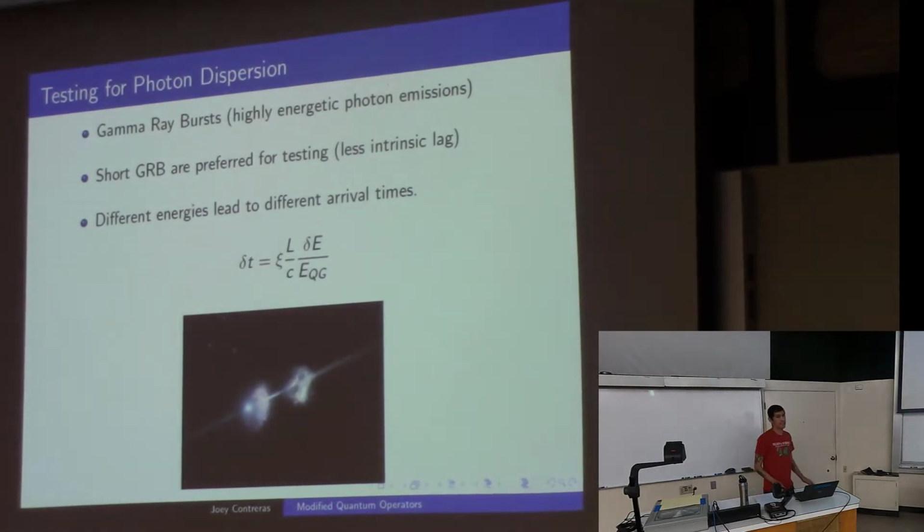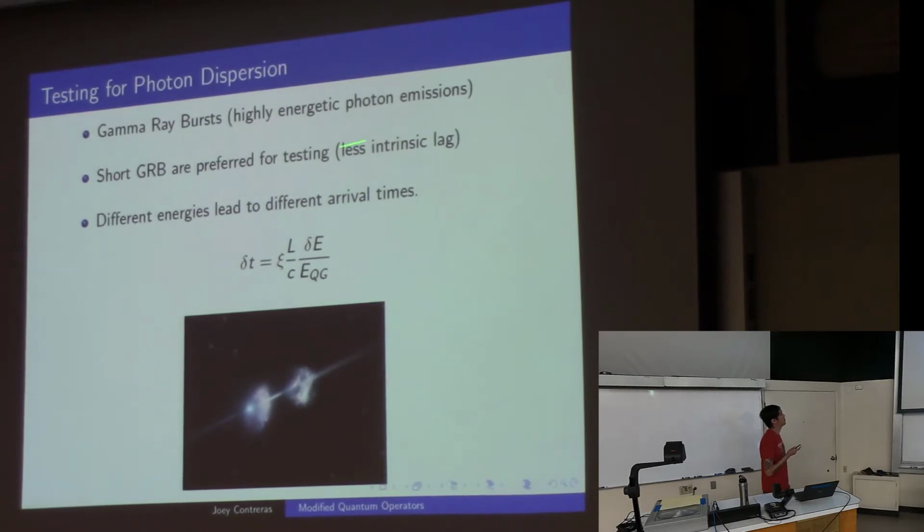These are excellent candidates for this because, well, for one, they're highly energetic photon emissions, and they come in two classes or two categories, short and long gamma ray bursts. They're categorized by their burst interval, which is just the amount of time that the emission takes place. It turns out that short gamma ray bursts are preferred for testing because there's less intrinsic lag in these measurements. Generally, sometime under 2 seconds. I don't know if 2 seconds is the verbatim cutoff, but from 0 to 2 is generally that range when you're talking about short gamma ray bursts.